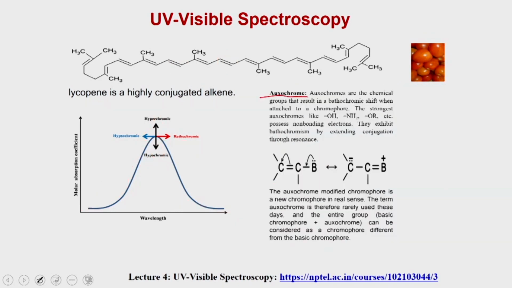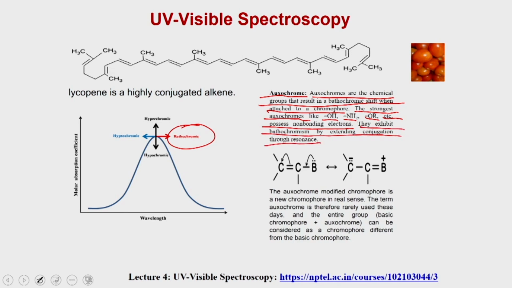Apart from that, you have auxochromes. Auxochromes are chemical groups that result in a bathochromic shift, which means a shift towards the longer wavelength, when attached to a chromophore. The strongest auxochromes, like hydroxyl groups, amine groups, etc., possess non-bonding electrons. They exhibit a bathochromic shift by extending conjugation through resonance. The auxochrome-modified chromophore is a new chromophore in the real sense.